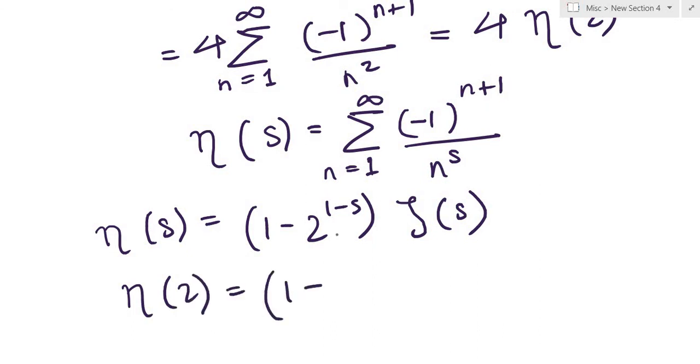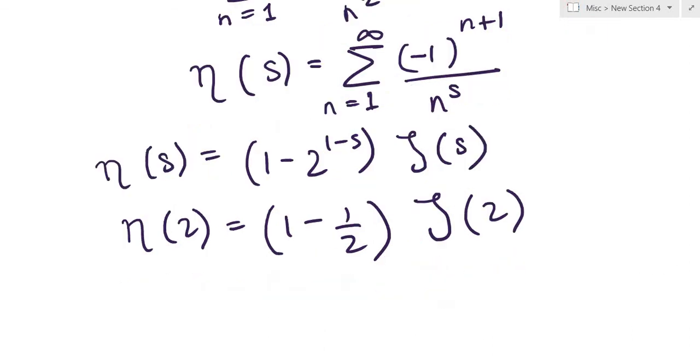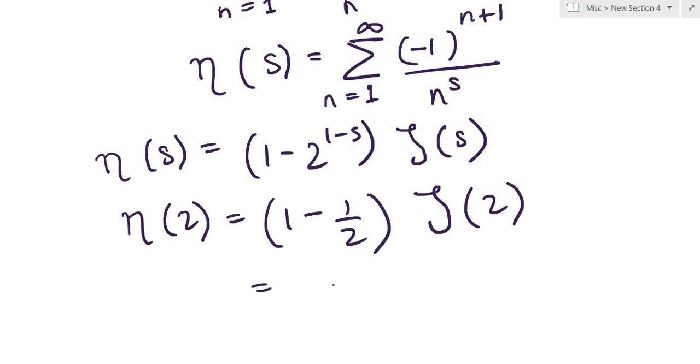We have 1 minus 2 raised to negative 1, since 1 minus 2 is negative 1, and 2 raised to negative 1 is just a half, and we have the Riemann zeta of 2. 1 minus half is a half. Riemann zeta of 2, and let me remind you what that is. It's the sum as n equals 1 to infinity of 1 over n squared.